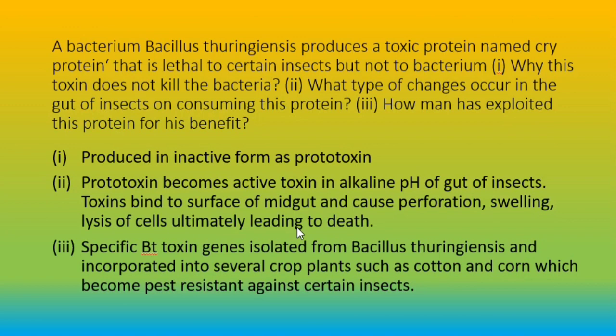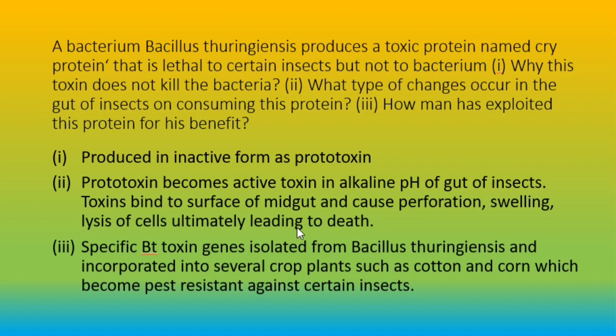A bacterium called Bacillus thuringiensis produces a toxic protein named Cry protein that is lethal to certain insects but not to bacteria. Why does this toxin not kill the bacteria? As I already mentioned, this protein is produced in the form of inactive protoxin, so it cannot affect the bacteria.